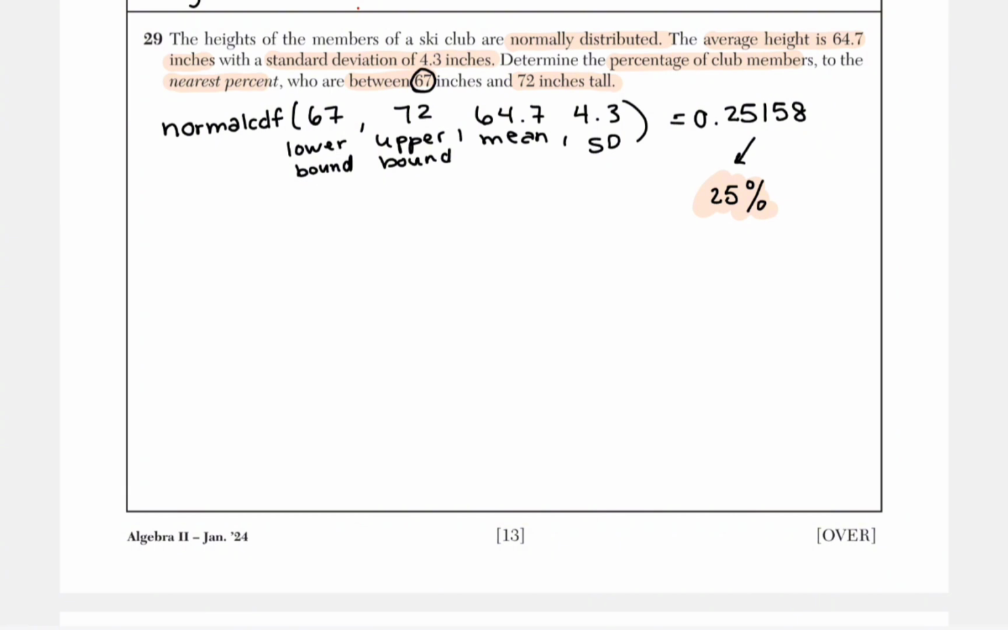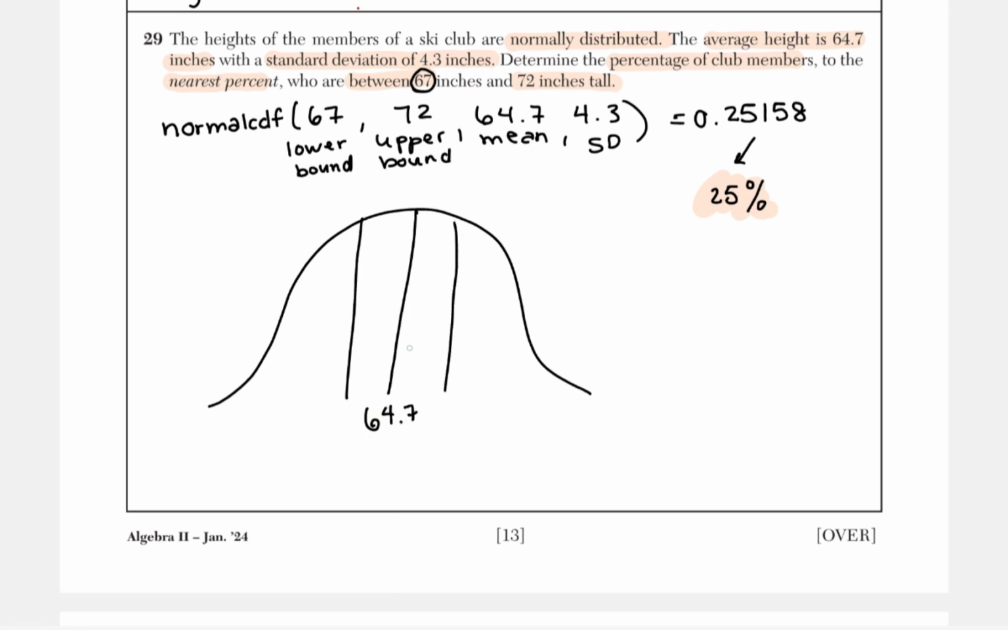You could also draw the bell curve and say, well, this is my mean. And you have 1 standard deviation, 2 standard deviations, 3 standard deviations. You'll write down the values, and you'll shade in the area where it's between 67 and 72, and finalize your answer using your calculator or normal CDF.